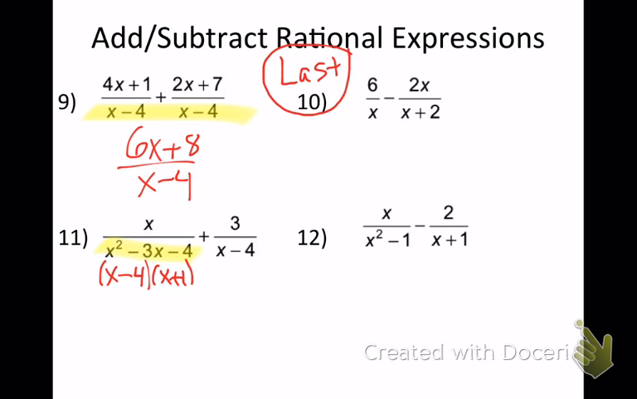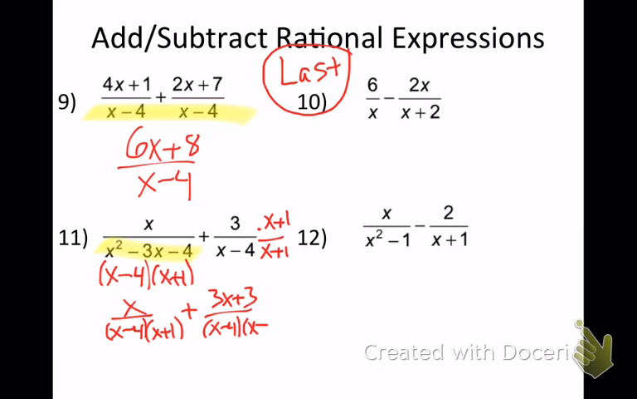So Jake O'Connor, what do I need to multiply the right fraction by? X plus 1. So I multiply by x plus 1 over x plus 1. When I do that, I end up with x over x minus 4, x plus 1, plus 3x plus 3 over x minus 4, x plus 1, right, Jake? And then what's my answer going to be, Jake? 4x plus 3 over x minus 4, x plus 1. Nice job, Jake.